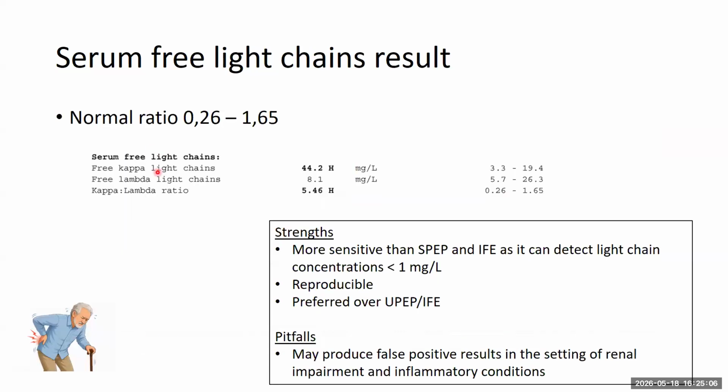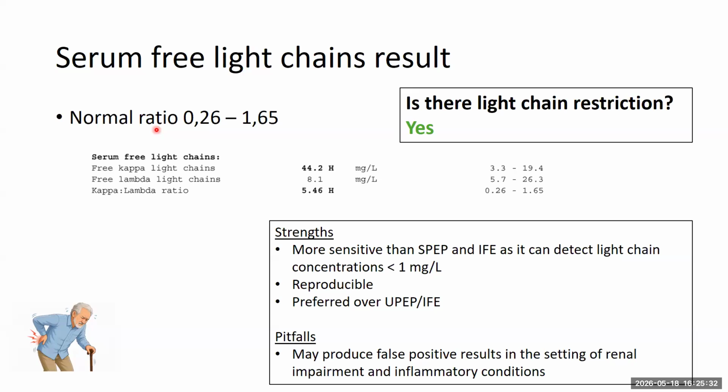So our patient had a free kappa light chain result of 44.2 milligrams per liter, which was increased, and a free lambda light chain result of 8.1 milligrams per liter, which was normal. We can see that the ratio was 5.46, which was abnormal, as we expect the ratio to be between 0.26 and 1.65. So serum-free light chains helps us to answer, is there light chain restriction? And the answer in this case is yes.